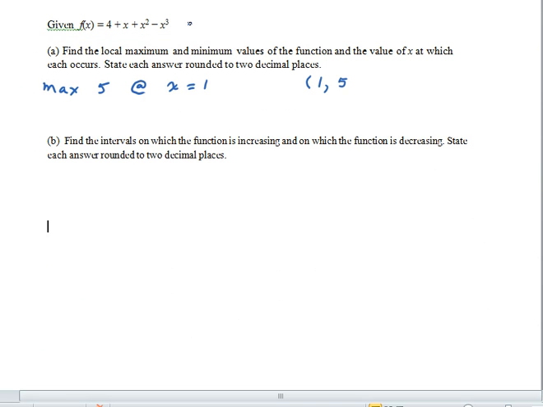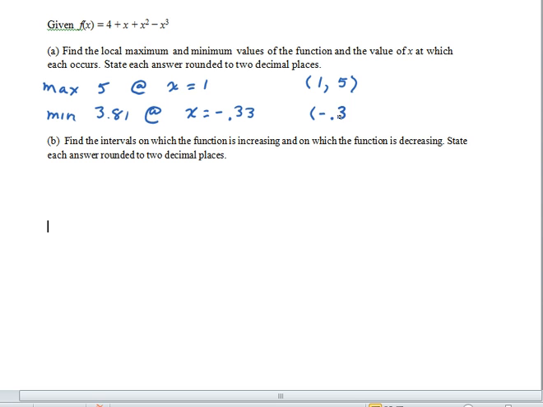So back we go and record that the minimum is 3.81. It occurs at x equals negative 0.33. So again, sometimes we will respond saying that the point negative 0.33 comma 3.81 gives us the minimum value as well as the value of x at which it occurs.